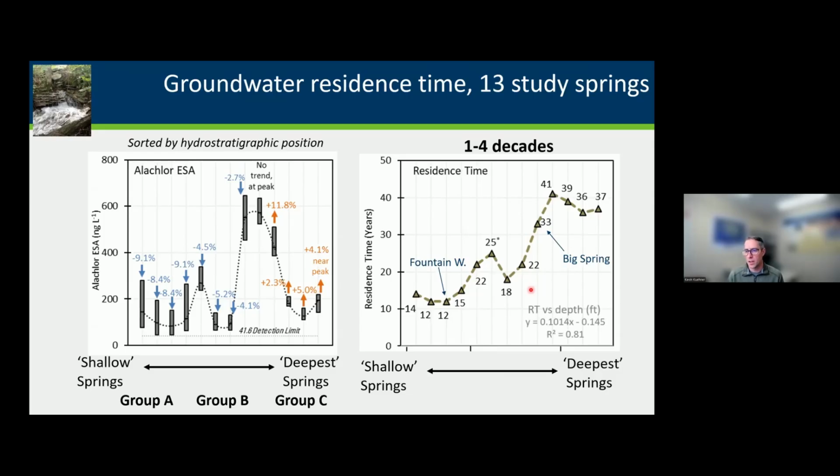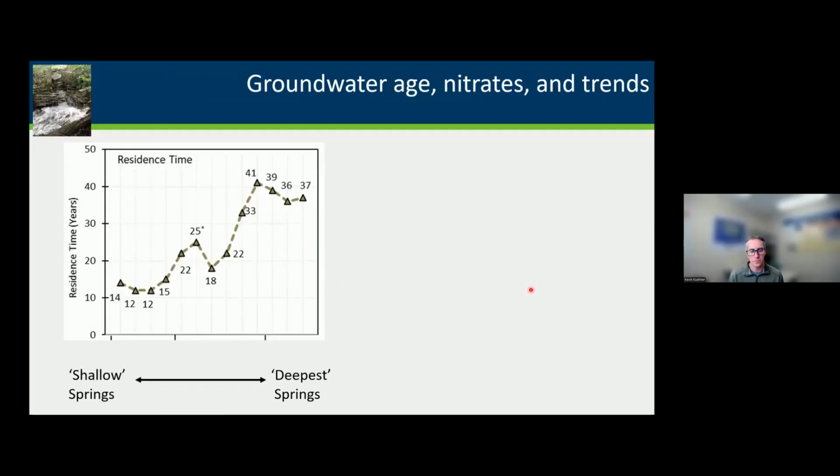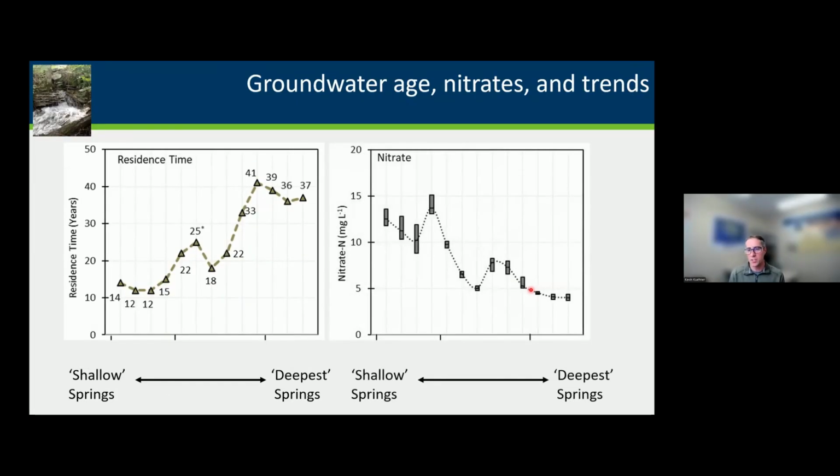We also found a very positive relationship between the depth of these springs, the relative depth of these springs, and the residence time. And for about every 100 feet, we're gaining an age of about 10 years. So we have that data. We can now start to layer in the nitrate data. And what we find for the nitrate concentrations is they're highest in those shallow springs, and also a lot more variable, though. In the deeper springs, the nitrates were lower and much less variability.